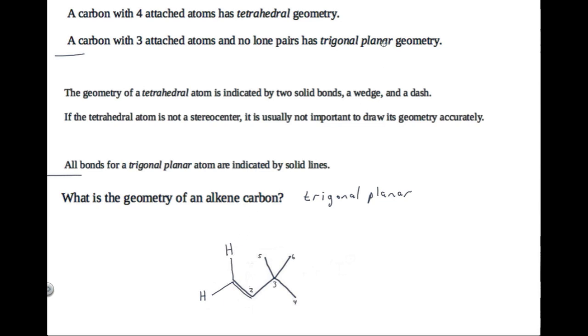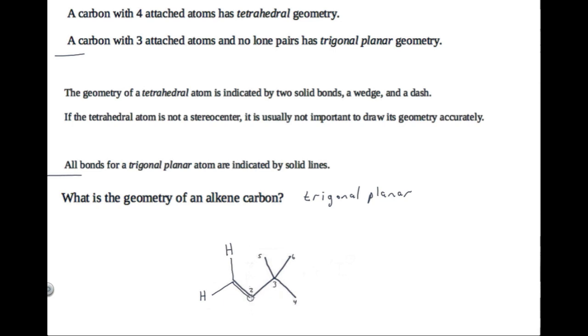Because what does planar mean? Planar means that all 3 attached atoms are in the same plane. So generally speaking, for a trigonal planar atom, all 3 attached atoms will be in the plane of the page. Here, carbon 2 is in the plane of the page. And we also want to put both hydrogens in the plane of the page to show that all 3 are in the plane of the page. That makes this trigonal planar.